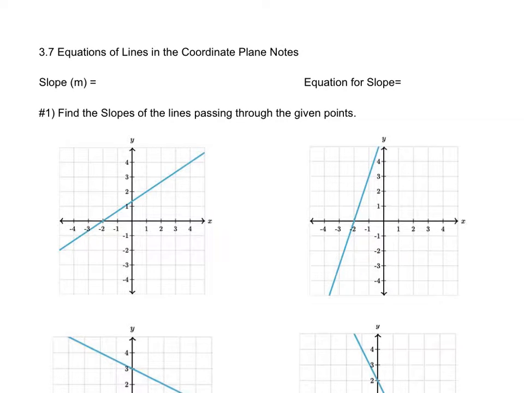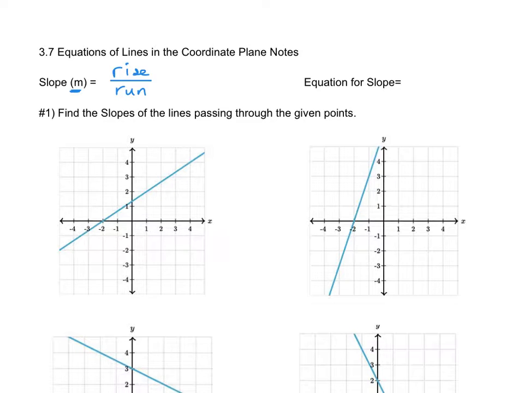So for 3-7, we are going to be doing a lot with slope. So we need to do a little refresher on what slope is. Keep in mind, slope is always the letter M in an equation. Can anyone tell me another way that we often refer to slope? Rise over run, okay? So your slope is going to be rise over run.